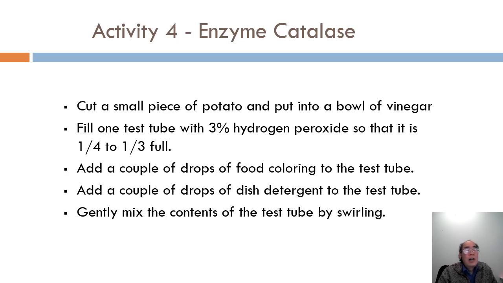Okay, so first you'll cut a small piece of potato and put it into a bowl of vinegar, and let it soak there for an hour or two. And then you'll fill 1 cup with 3% hydrogen peroxide, and then you'll add a couple drops of food coloring and a couple drops of dish detergent. Okay, the dish detergent will allow the formation of bubbles. Okay, and then you'll gently mix the contents by swirling.